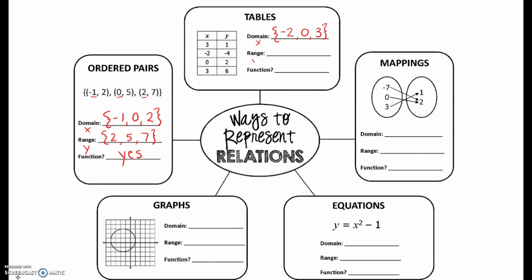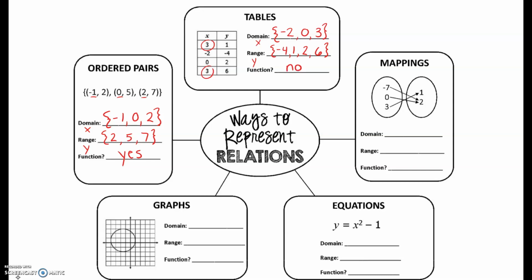The range, again, is your y values, and we want to write that in order from least to greatest. So I will start with -4, 1, 2, and 6. As I have stated, in this table you will notice that there are 2 3's. Since we have 2 3's, we have a repeating x value, which means that this is not a function.